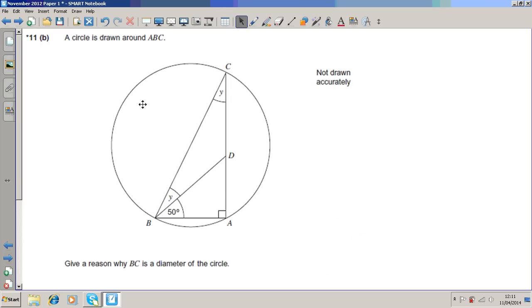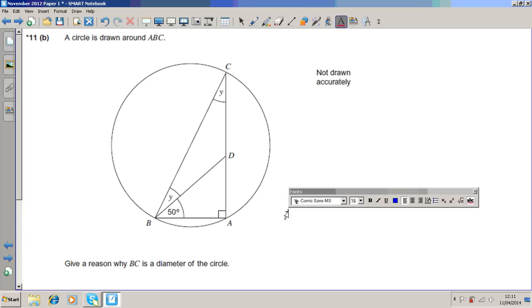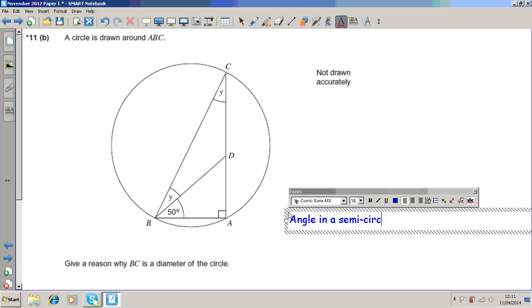11b. A circle is drawn around A, B and C. Give a reason why BC is a diameter of the circle. Which circle theorem does this go with? If this angle here is 90 degrees, then it must be a semicircle, which means that must be the diameter. So the reason I'm looking for is that angle in a semicircle is always 90 degrees.